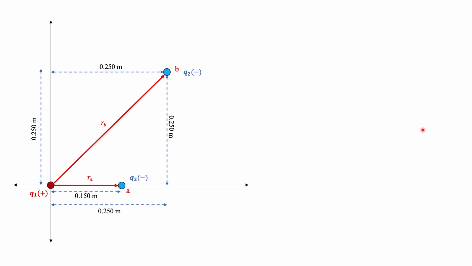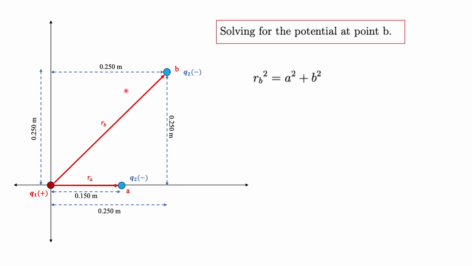Alright, now working with R sub B, I just simplify the illustration over here in terms of the corresponding lengths. And recall your Pythagorean theorem, which says that RB squared, in this case our hypotenuse, is equal to the sum of the squares of the individual legs. Our individual legs along the x is 0.250 and also 0.250 along the y.